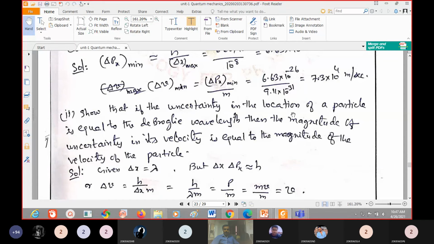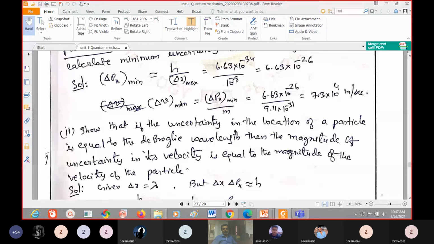the uncertainty in position is equal to the de Broglie wavelength. We have to prove that. Given, delta x is equal to lambda. According to the Heisenberg Uncertainty Principle, delta x into delta px is equal to, here approximately h, actually h by 4 pi. The h value here is 6.63 into 10 to the power of minus 34. Compared to the h value, the 4 pi value is very high, so we can neglect that.